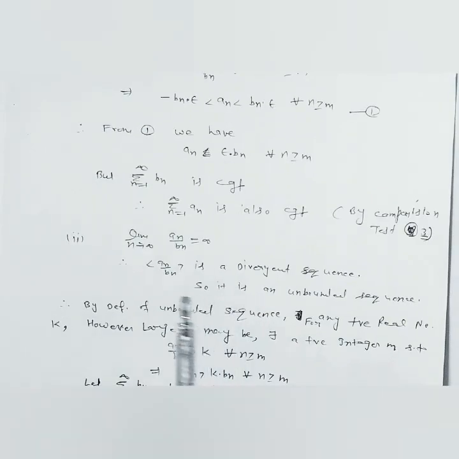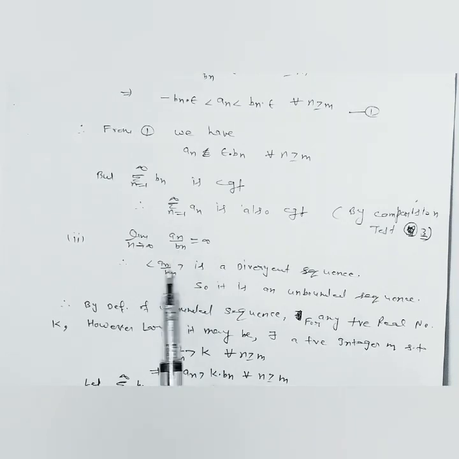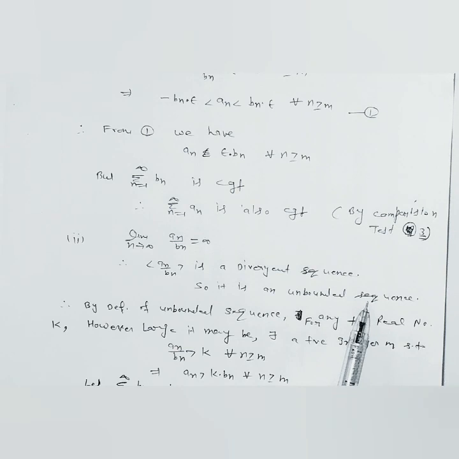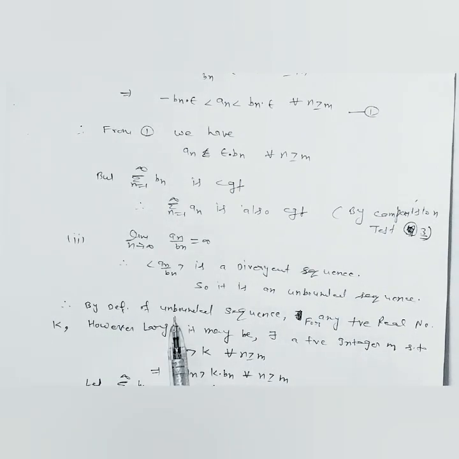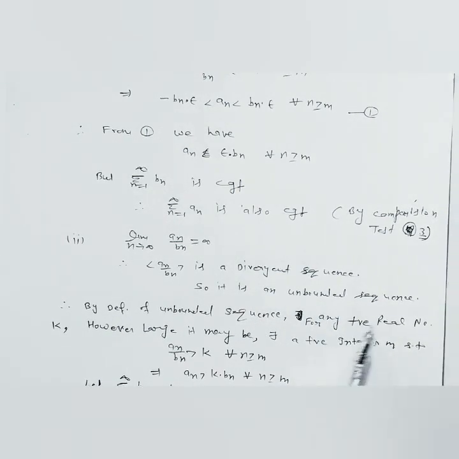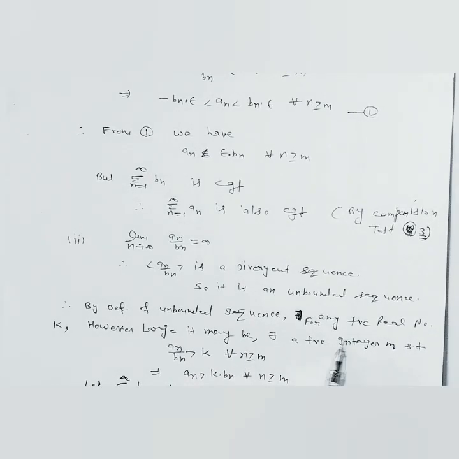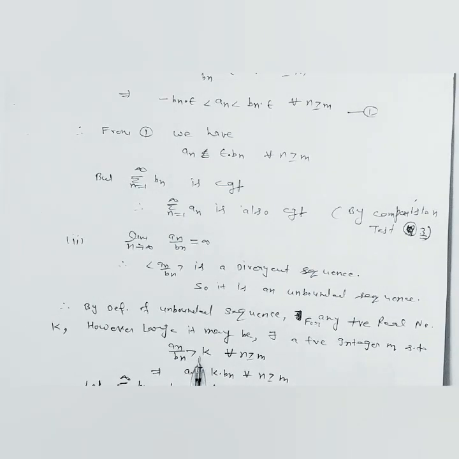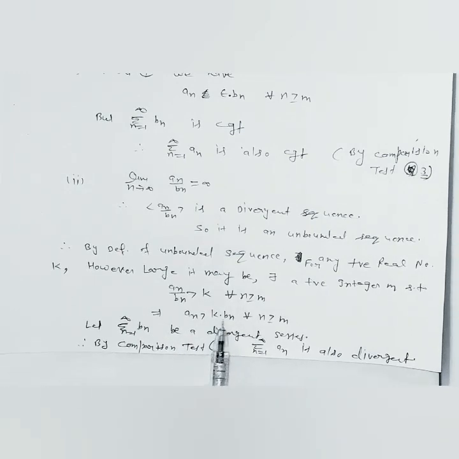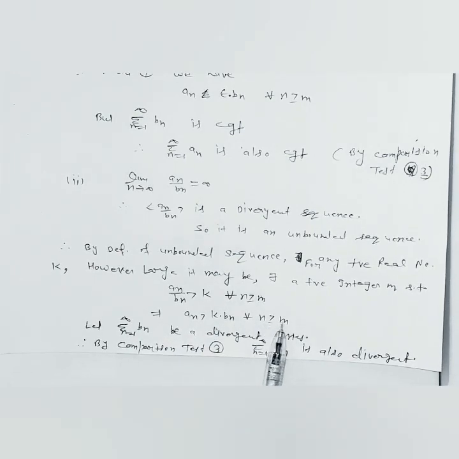Similarly, when limit n goes to infinity an by bn is equal to infinite, meaning the sequence an by bn is a divergent sequence, so it is an unbounded sequence. Therefore, by the definition of an unbounded sequence, for any positive real number k, however large it may be, there exists a positive integer m such that an by bn is greater than k for all n greater than or equal to m. So this implies an is greater than k times bn for all n greater than or equal to m.